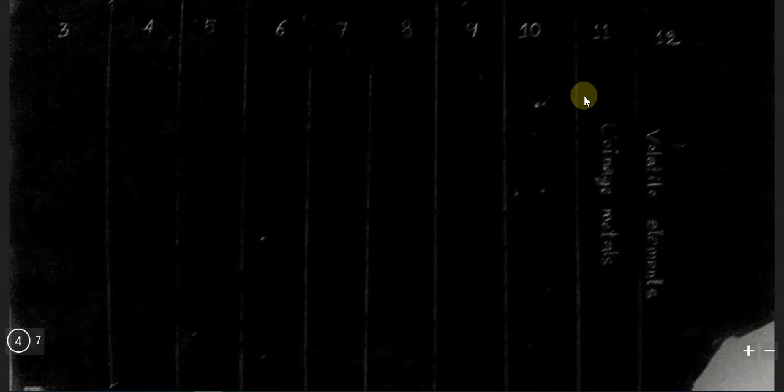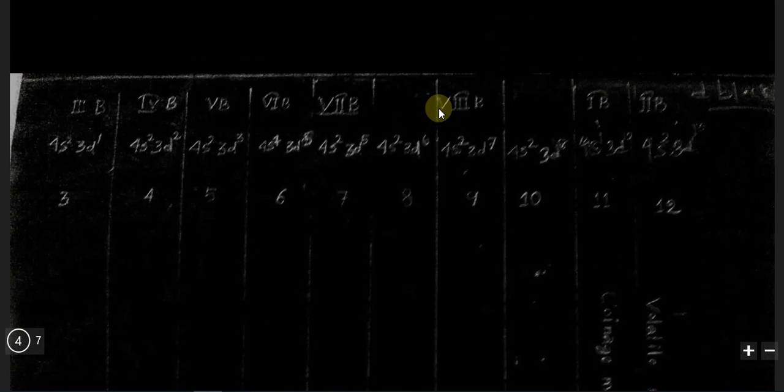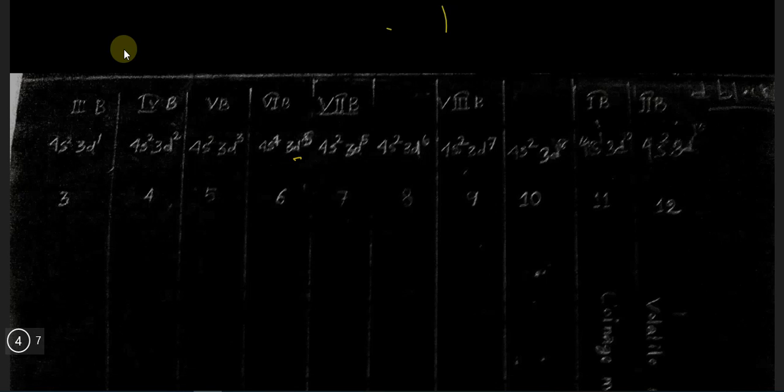Group B contains 1B, 2B, 3B, 4B, 5B, 6B, 7B, and 8. 1B and 2B are coinage metals and volatile metals. These are the D block elements: 4s1 3d1, 4s2 3d2, 4s2 3d3, 4s2 3d4, 4s2 3d5, 6, 7, 8 up to 10. These are the D block elements.